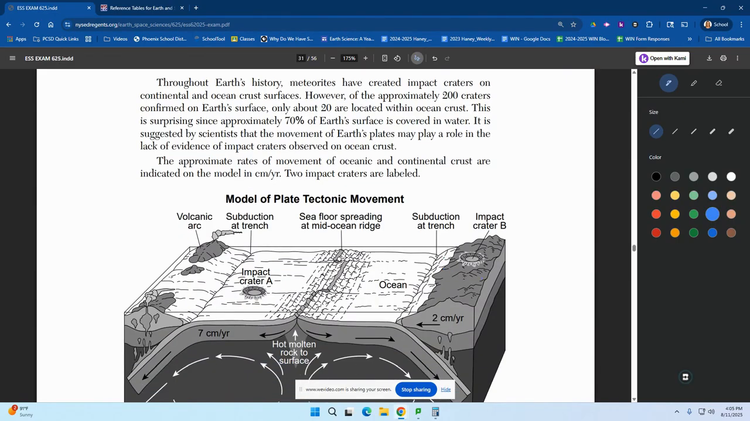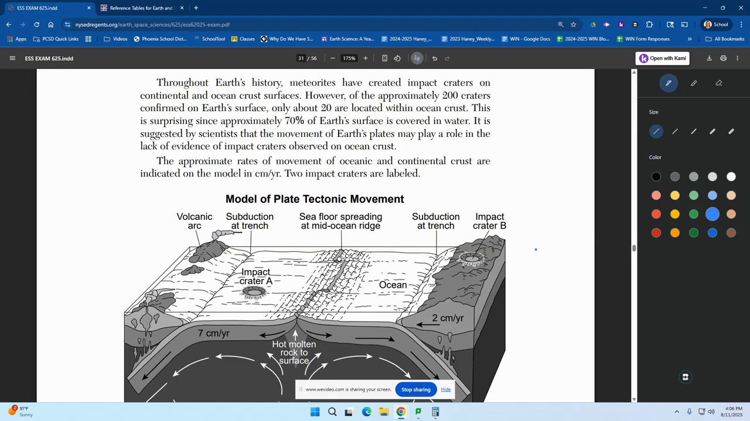Okay, and our next question, our last one, says throughout Earth's history, meteorites have created impact craters on continental and ocean crust surfaces. However, of the approximately 200 craters confirmed on Earth's surface, only about 20 are located within ocean crust. This is surprising since approximately 70% of Earth's surface is covered in water. It is suggested by scientists that the movement of Earth's plates may play a role in the lack of evidence of impact craters observed on ocean crust. The approximate rates of movement of oceanic and continental crust are indicated in the model in centimeters per year. 2 impact craters are labeled.